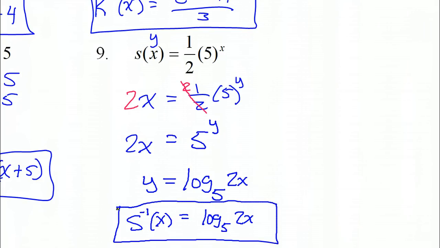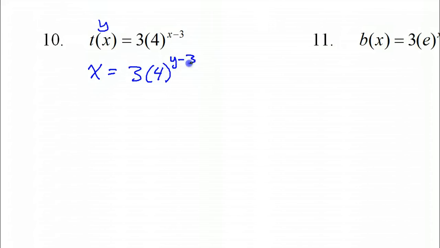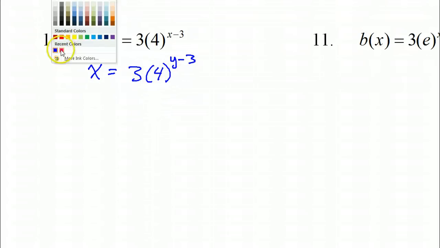So this is like having a y. So we will switch x and y. So that will be x equals 3 times 4 to the y minus 3 power. Now before we write this in log form, we need to get rid of this 3. Alright, the base and power have to be alone. So let's divide both sides by 3 first. Make that 3 go away.